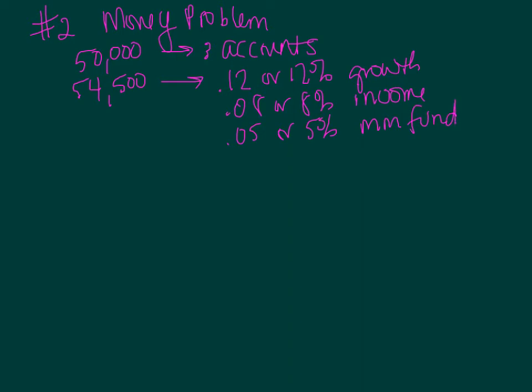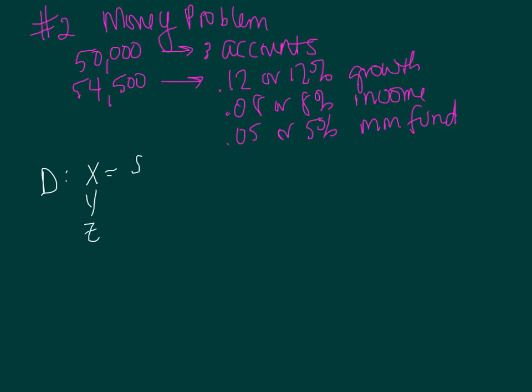Now, the other thing that they tell us in this problem is that they invested twice as much in the income fund as they did in the money market fund. At the end, we want to know how much did they invest in each fund. So the first thing that we're going to do is define our variables. The variables for this problem, there are 3 of them: X, Y, and Z.